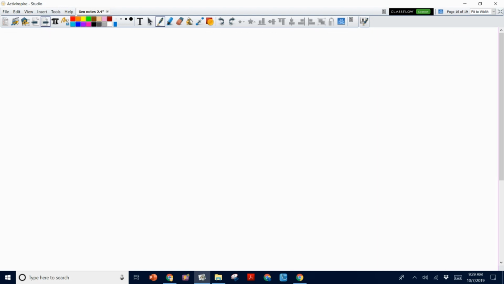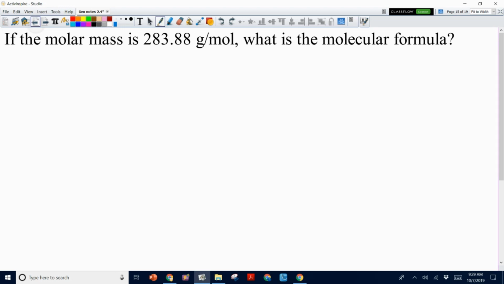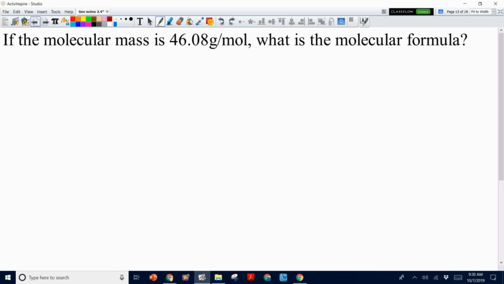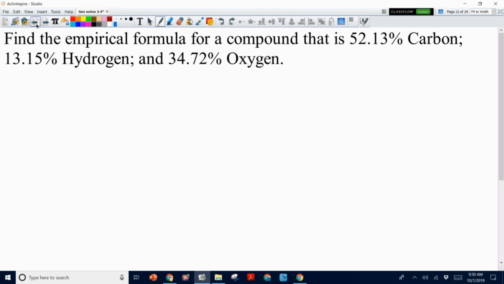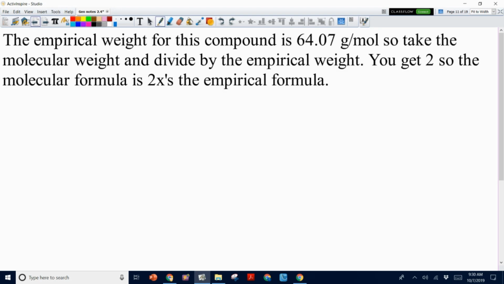We'll be doing all of these other examples in class. I'll do them as bell work so that you'll get to see more examples. And so we'll see you in class.